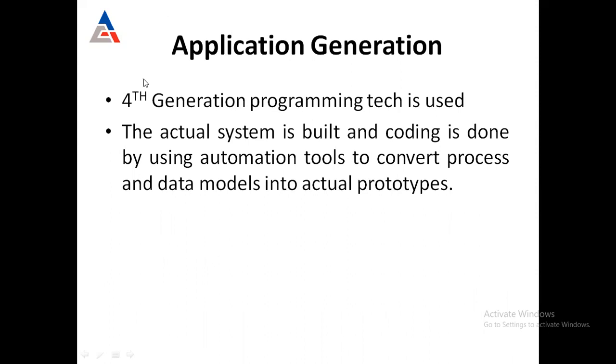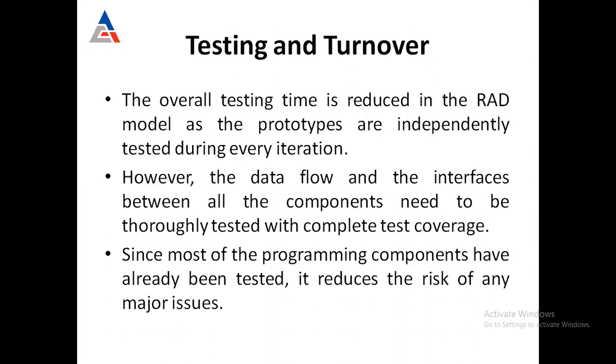And finally, you have the application generation. The fourth generation technique is used here in the application generation. The actual system is built, and coding is done using automatic tools to convert the process and data model into an actual prototype. So the fourth generation technique means there is no need to go for the whole coding by yourself. The frameworks are provided to the software developer, which gives the least time to develop the software, because the frameworks are already developed. Only the required variables are added by the software developer. So this will reduce the time of software generation. And after development of the software, the testing will be done on the software.